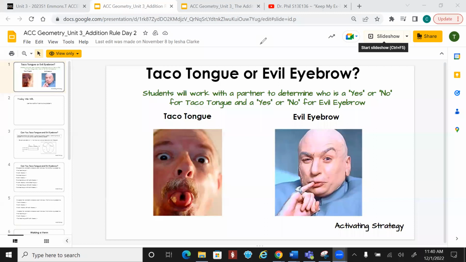Okay, can you taco tongue or evil eyebrow? I want you to look at your partner and try to taco tongue. That means you're taking your tongue and folding it in half, or you can evil eyebrow, like that. Take a second, find out who can do it. Raise your hand if you can taco tongue. Jeez, there's so many of y'all.